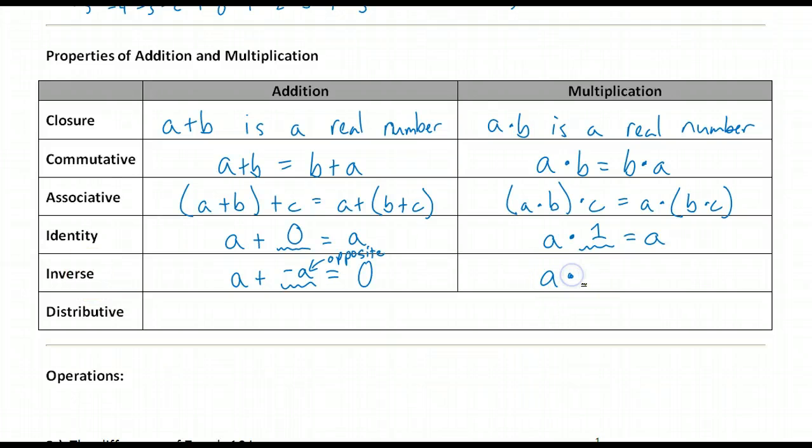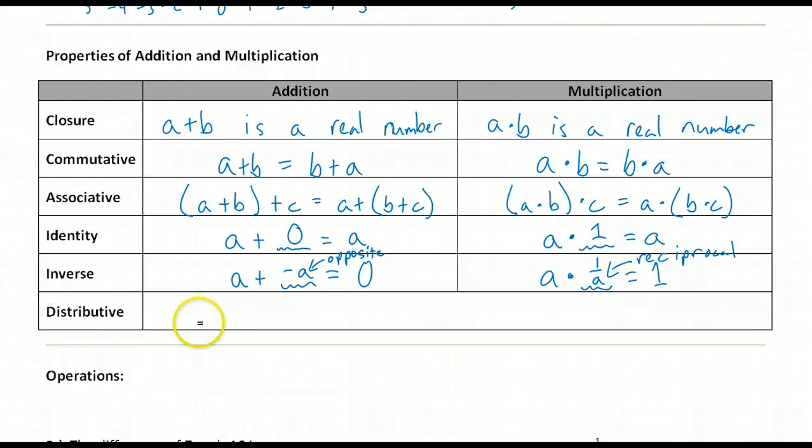In the multiplication world, I'm going to start with A, multiply by something, and get 1 for an answer. What do I need to multiply A by to get 1 for an answer? 1 over A. 1 over A is the reciprocal. Reciprocal is the multiplicative inverse.